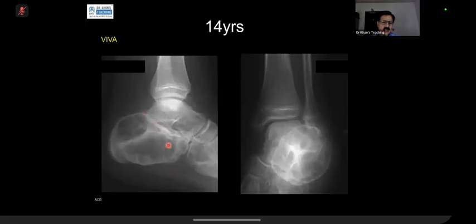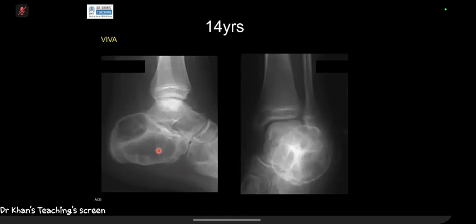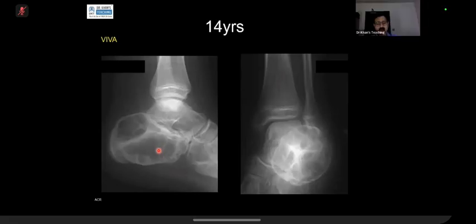There is an expansile lytic lesion with internal trabeculation in the calcaneum in a 14-year-old. What is your differential? It can be... because there are septations and loculations seen within this lytic lesion, so it can be an ABC also. Very good thought. Very good thought. Anything else? It can be a cartilaginous tumor as well.